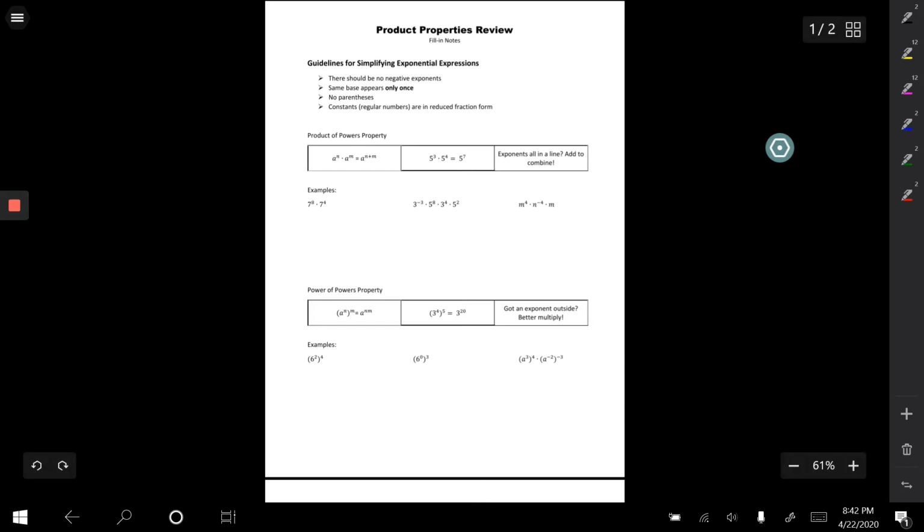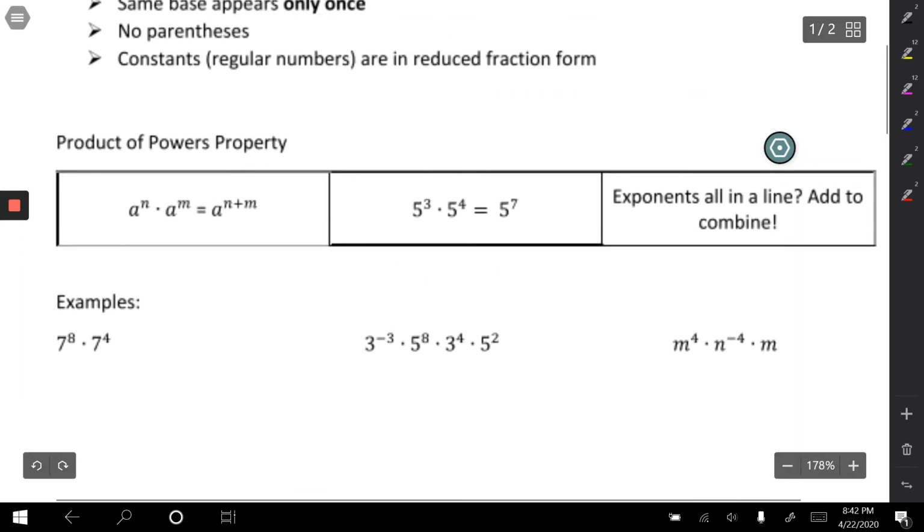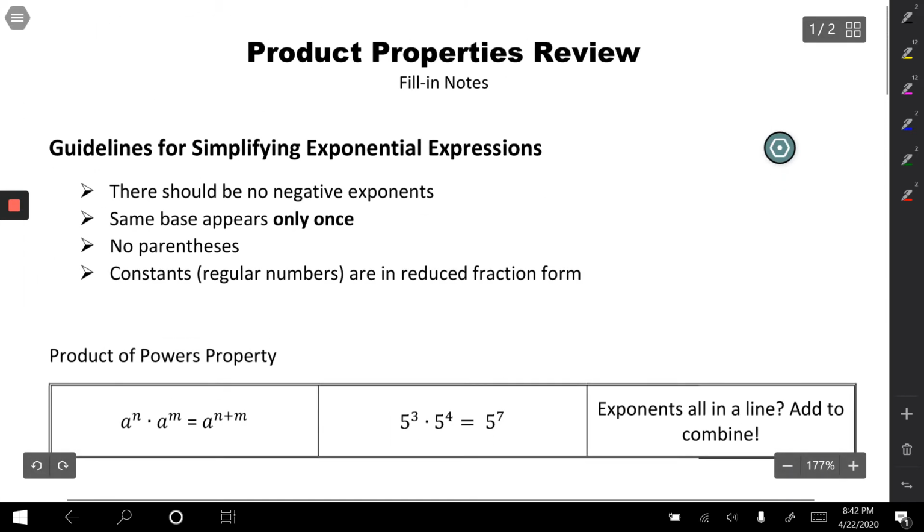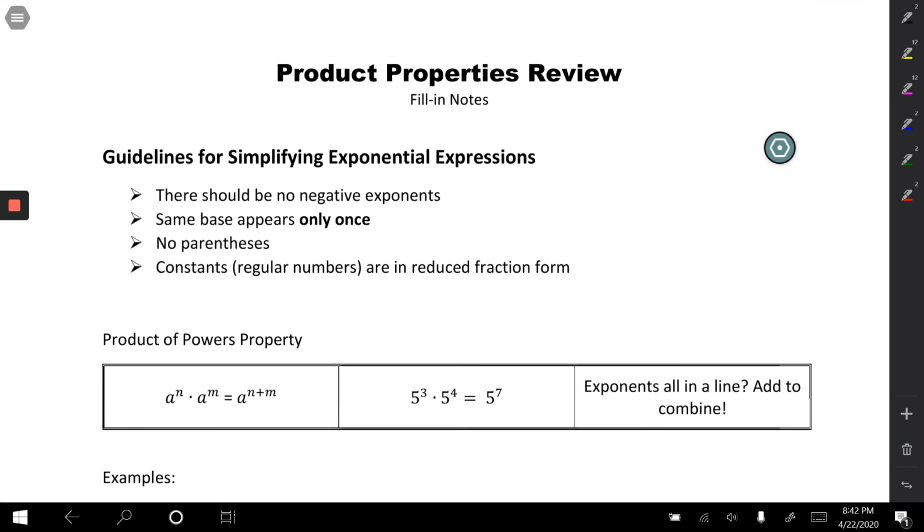But before we start that, I want to make sure we know what we're talking about when we are talking about simplifying. So here we are taking a look at our guidelines for simplifying exponential expressions. There's 4 things that I really want us to be taking a look at when we are doing this. Number 1, there should be no negative exponents. None in our simplified answer, okay? Only positive exponents.